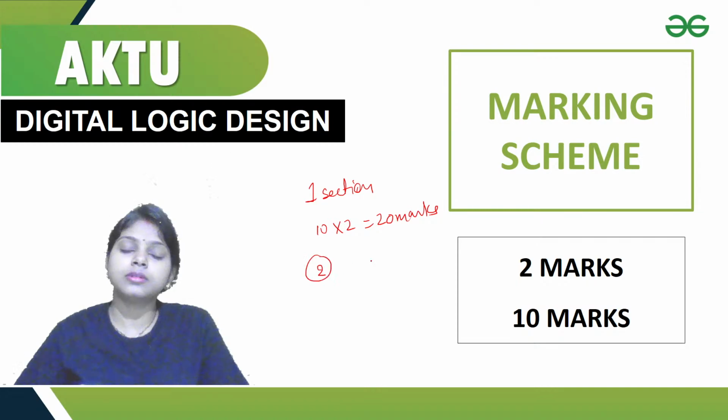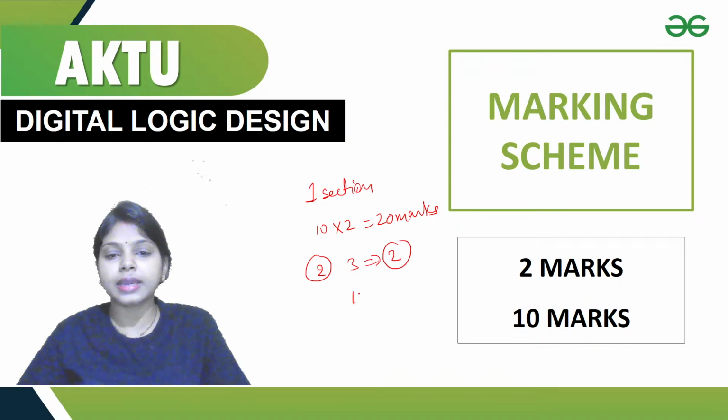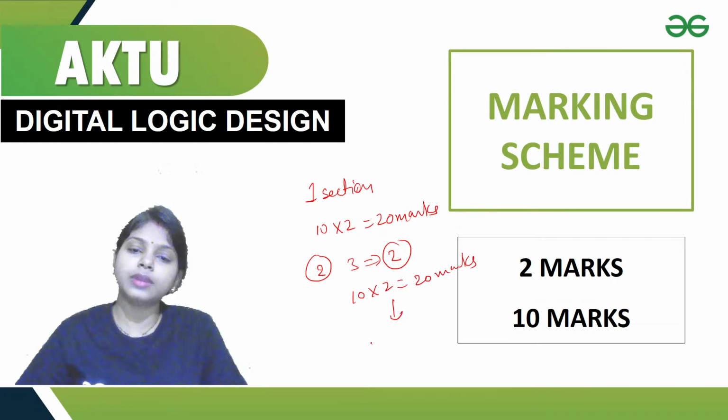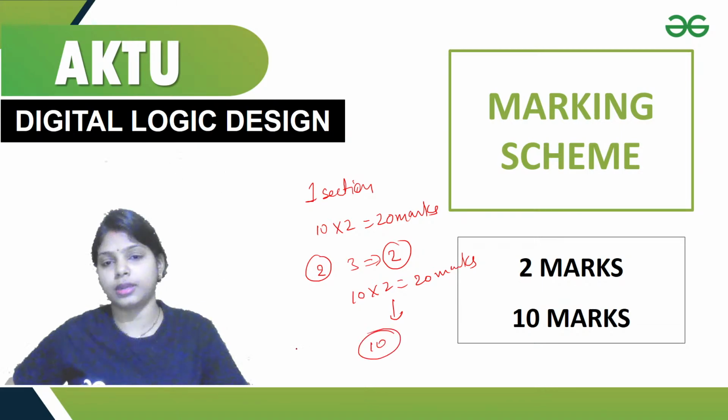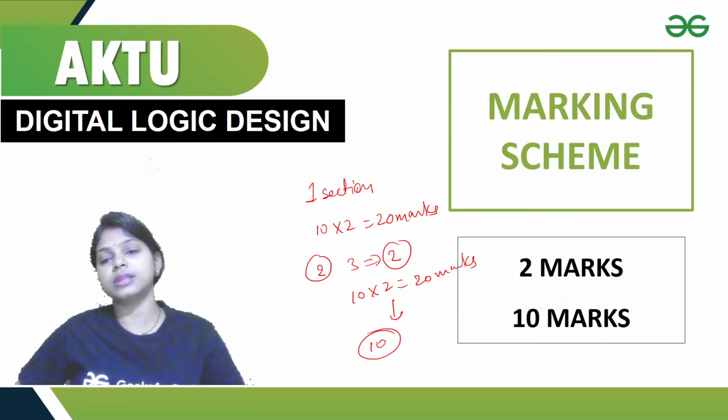Second question, you will have 3 questions, out of which you can select any 2, and each question of 10 marks. That means it will consist of 20 marks. Again, further you will get 10 marks questions only. So that is why I have given you marking scheme. In examination you will have two kinds of question. First one is for 2 marks and second one is for 10 marks.